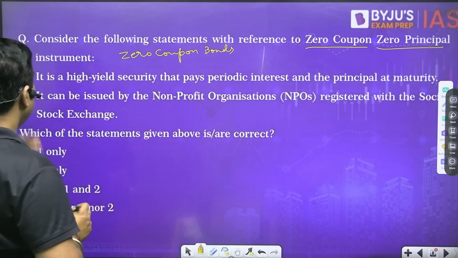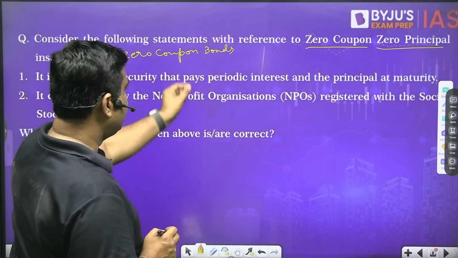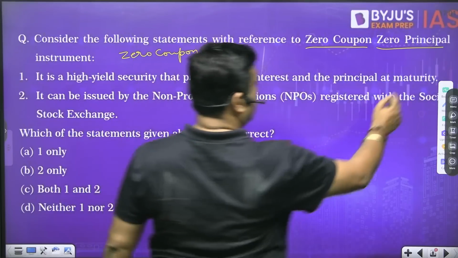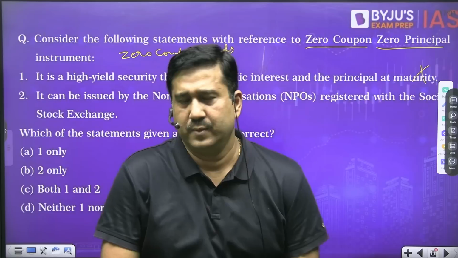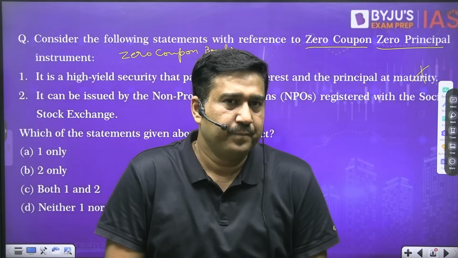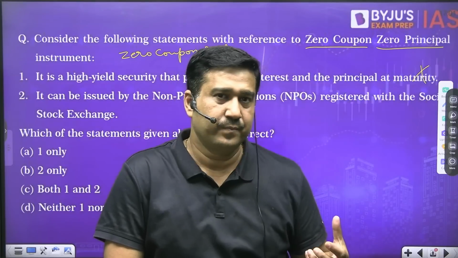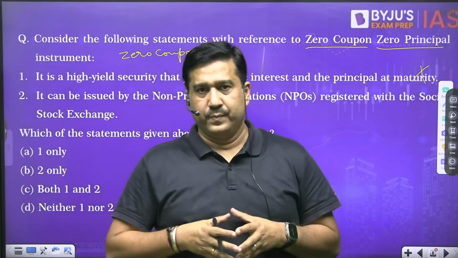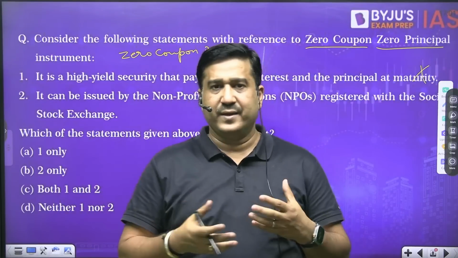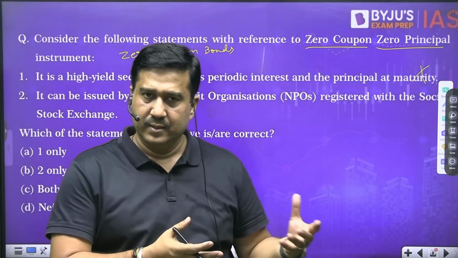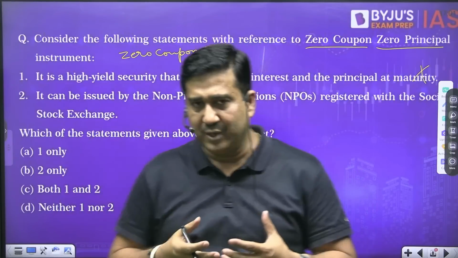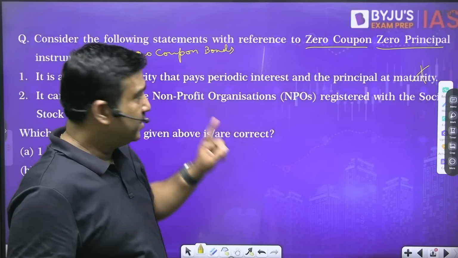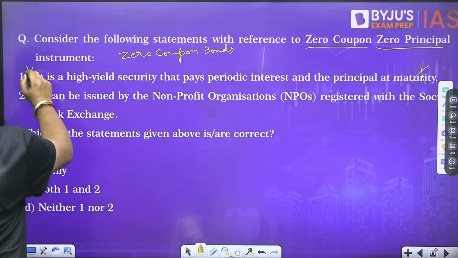First statement: it is a high yield security that pays periodic interest and principal at maturity. No. Coupon is 0, principal is also 0. So nothing is paid. It is a kind of donation. You might have heard of social stock exchanges. When NGOs, NPOs, or those organizations which are involved in charity purposes, how will they tap resources? To facilitate such philanthropic charity works, the work for the welfare of society, the works for the implementation of directive principles of state policy, the social stock exchange came into existence. So it is 0 principal, nothing is returned. Forget about interest. That means the first statement is incorrect.